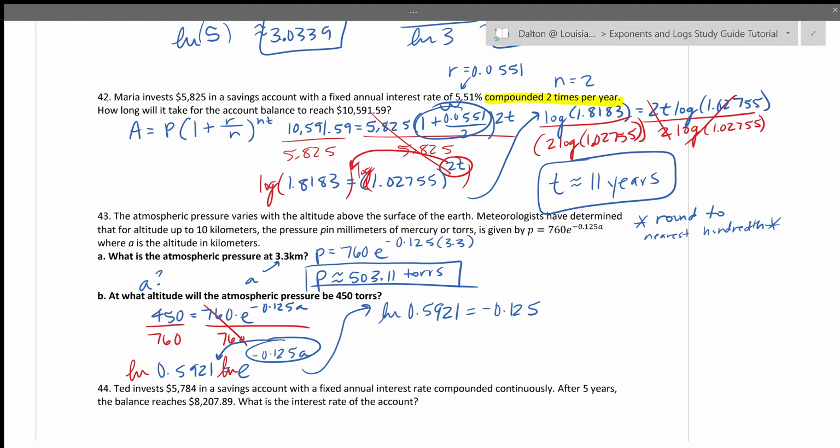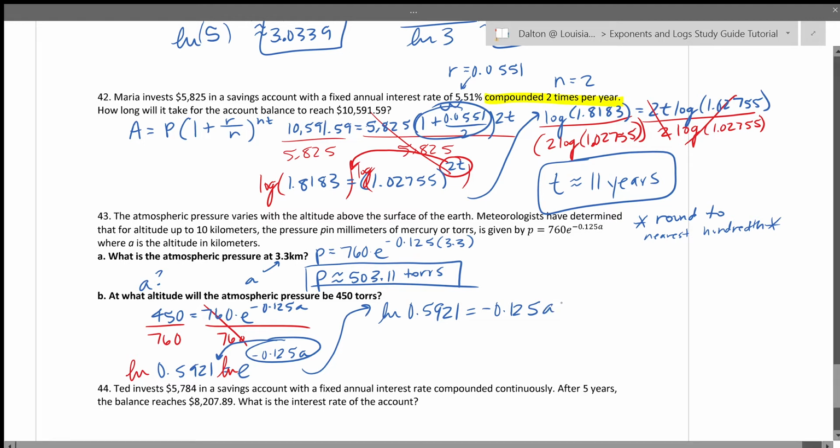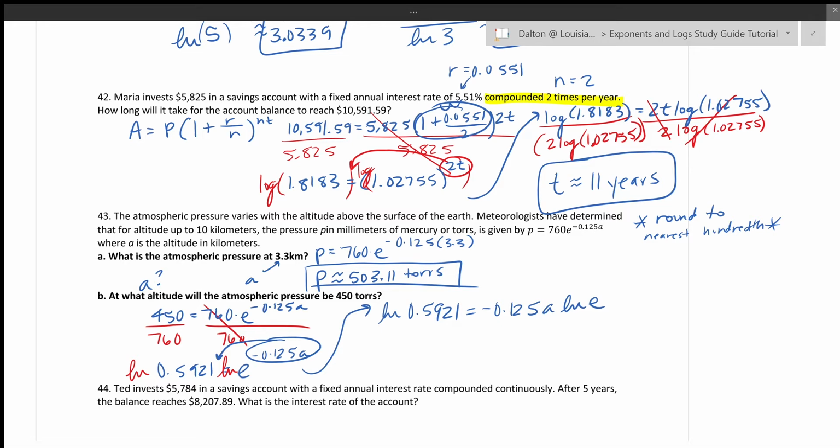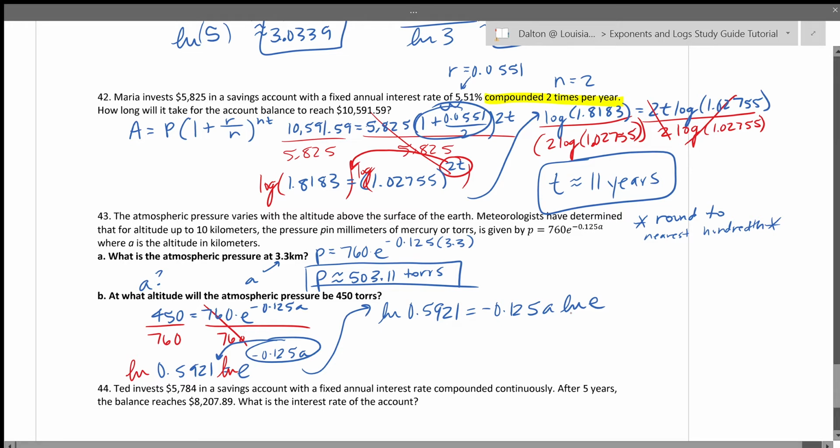Yeah, okay, that's fine. A times the natural log of e. The natural log of e is 1. So in order to get a by itself, I just need to divide both sides by negative 0.125. So the natural log of 0.5921 divided by negative 0.125. And you should get a, an altitude of approximately 4.19 kilometers.